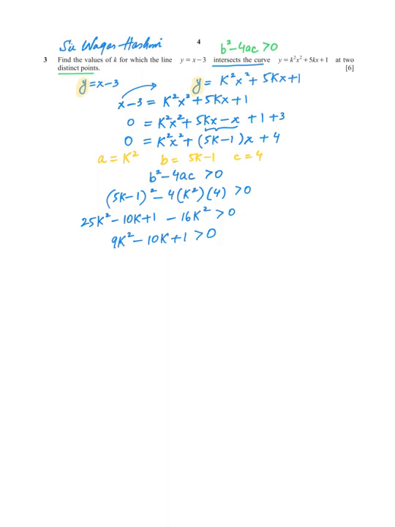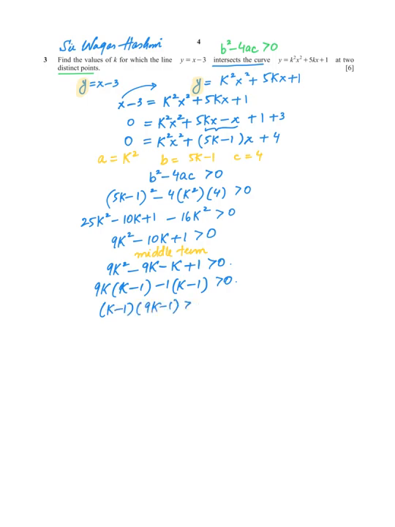Now we need to solve it by the middle term method. So now it will be 9k square minus 9k minus k plus 1 greater than 0. You can take 9k common here, so the leftover part is k minus 1. And here minus 1 is common, so the leftover part is k minus 1, greater than 0. Again you can take common k minus 1, and the leftover part is 9k minus 1 greater than 0.